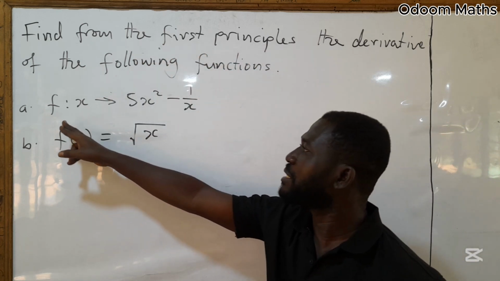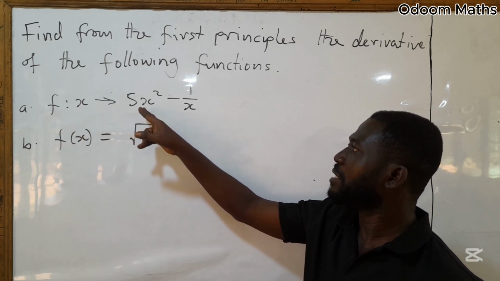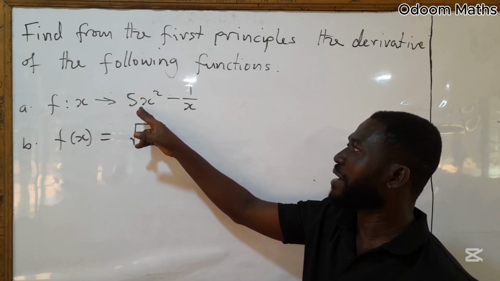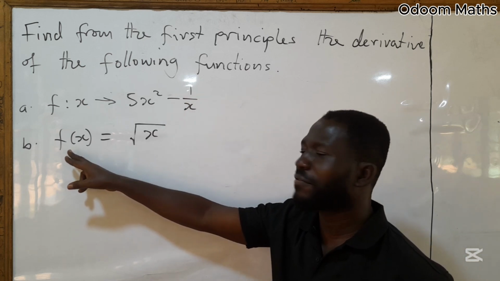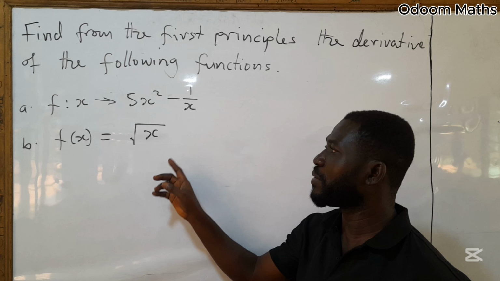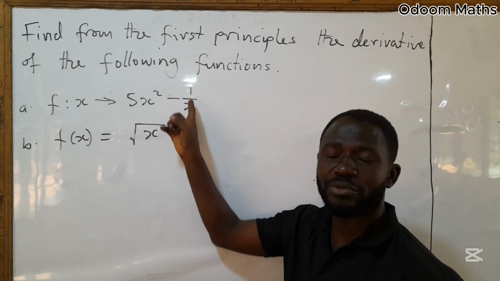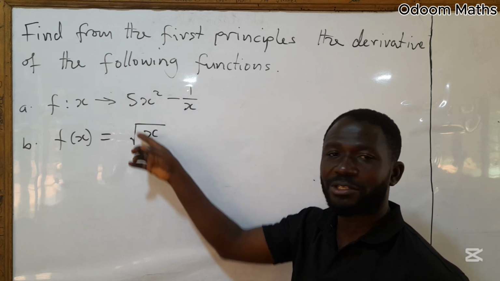The first one is f of x equals 5x squared minus 1 over x. Then the second one is f of x equals root x. So let's see how we can use the first principle to find the derivative of these two functions.